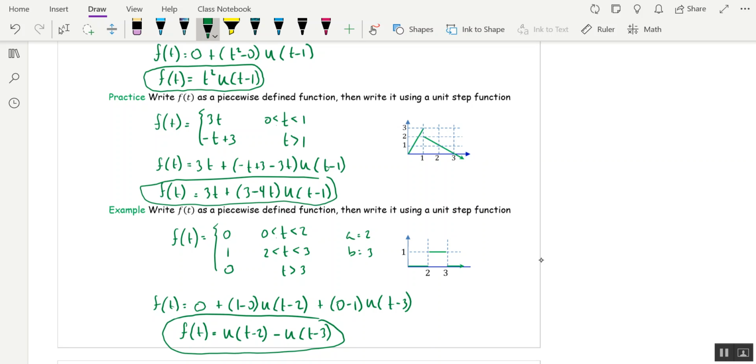All right, and in the next section, we're going to talk about taking the Laplace transform of that and working with inverse transforms.